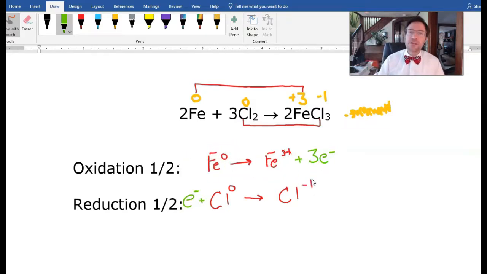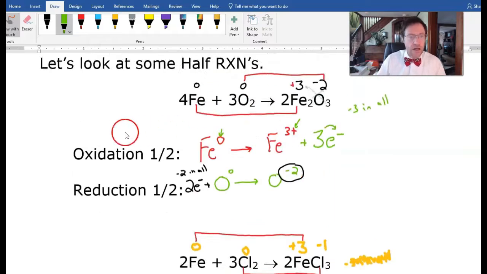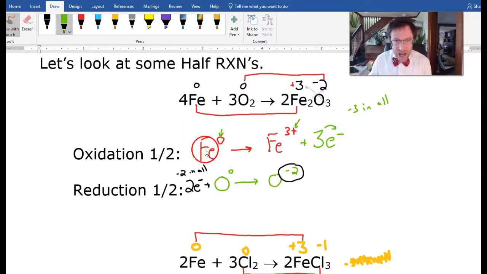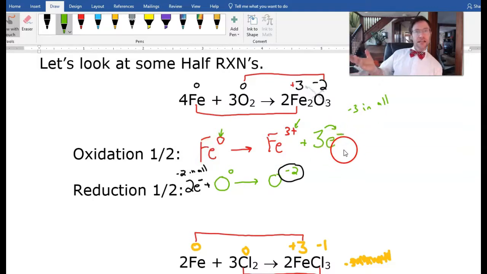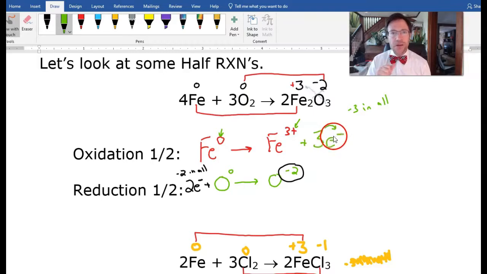Now, I don't know if you've noticed a pattern here. I hope you did. Oxidation, it's always right here. The electrons are always being lost, right? Because they're starting in the iron here, and then they popped out, losing electrons. So for an oxidation half reaction, the electrons will always be on the right.